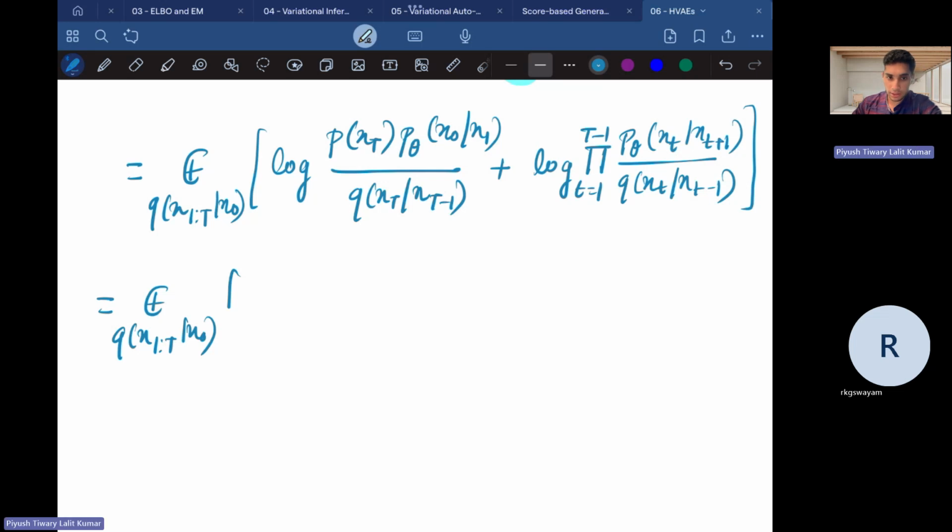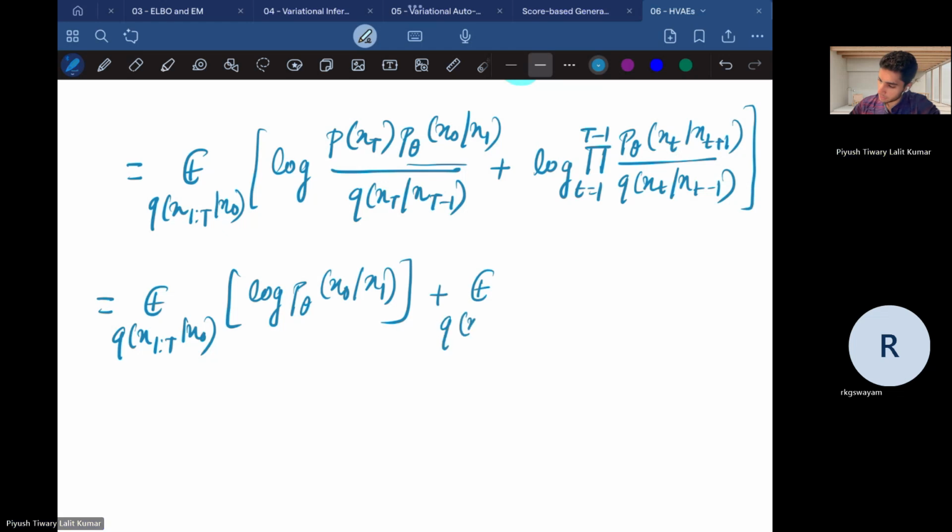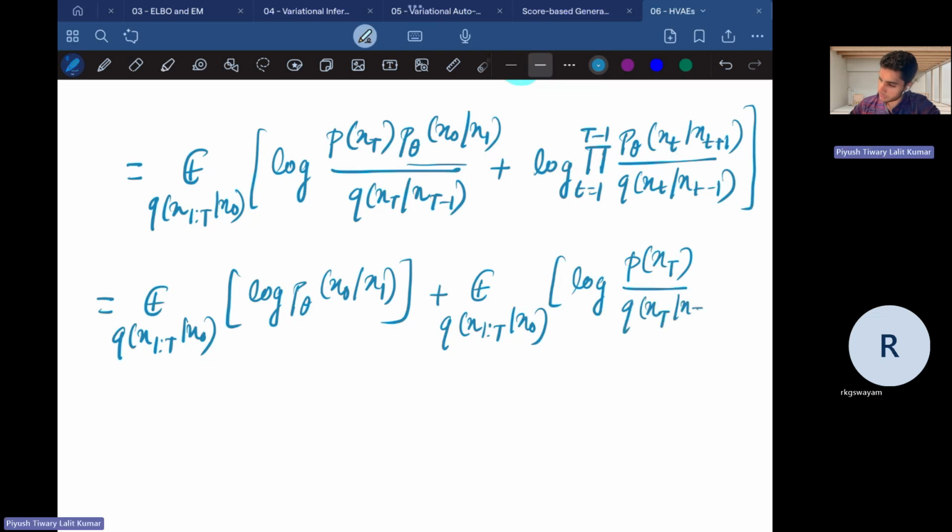What we will do here is we will take out this particular term, which is log of p theta of x naught given x1. This is the first term. Then we have another term, which is expectation of q x1 to T given x naught of log of p of xT divided by q of xT given xT minus 1. So I have taken out this term and this other term and written it separately.